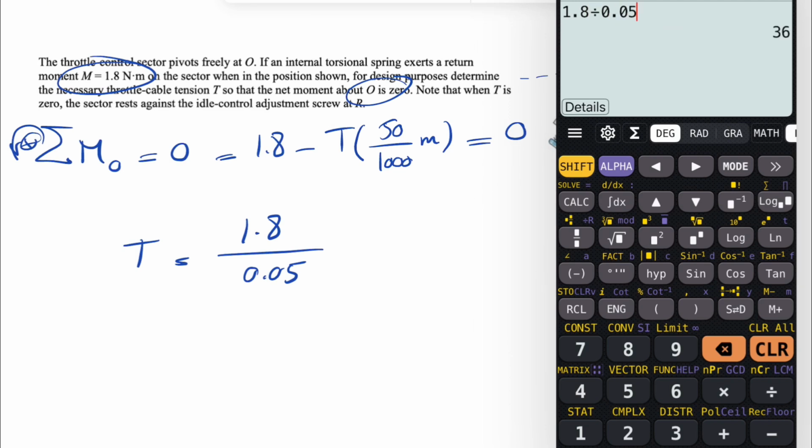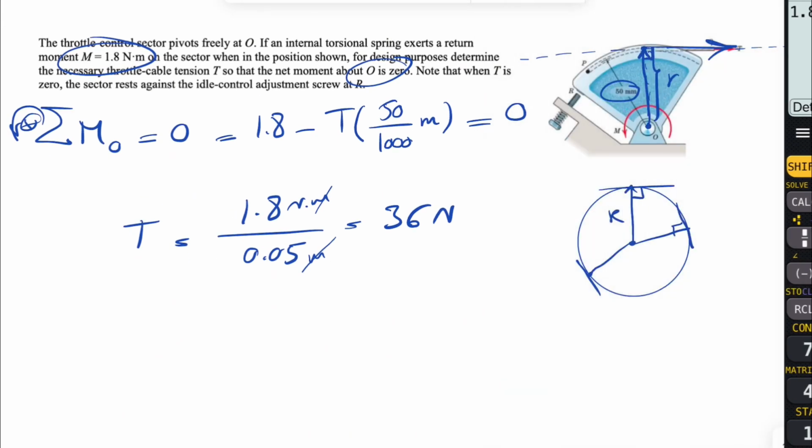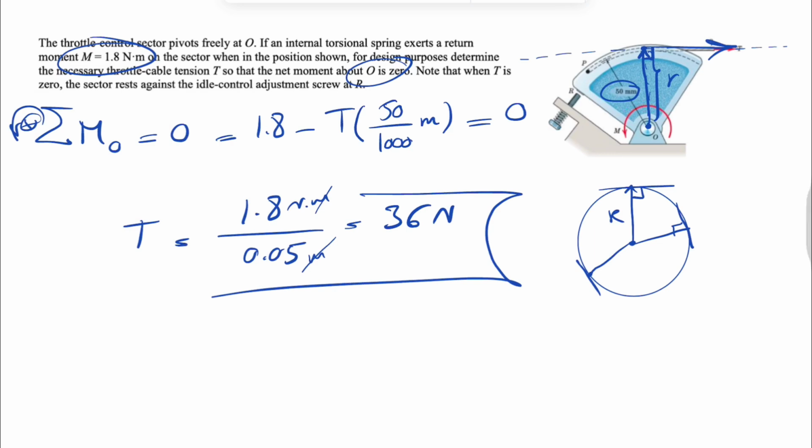1.8 divided by 0.05. So this is going to give us 36 Newton, since we have the moment in Newton meter and this was meter. So the meter will be cancelled out and we'll end up with the Newton unit, and that would be the final answer for this question.